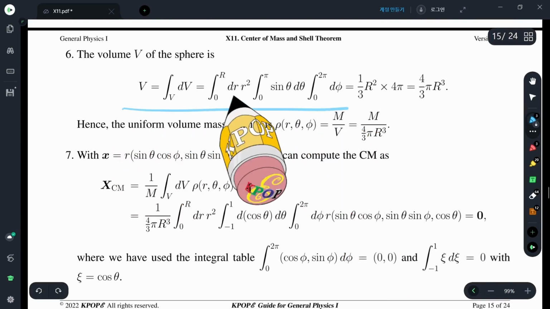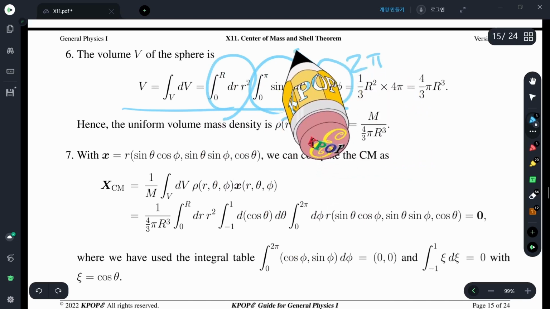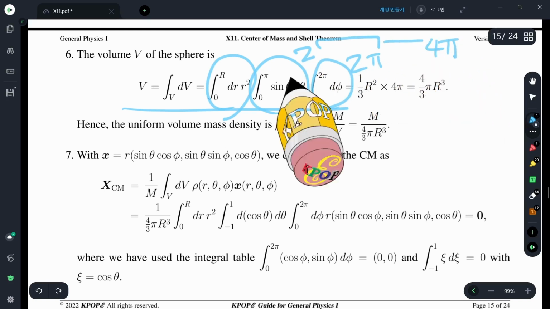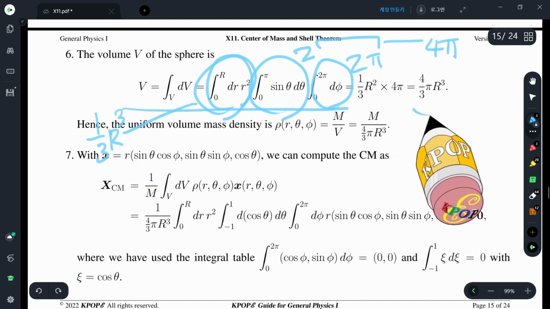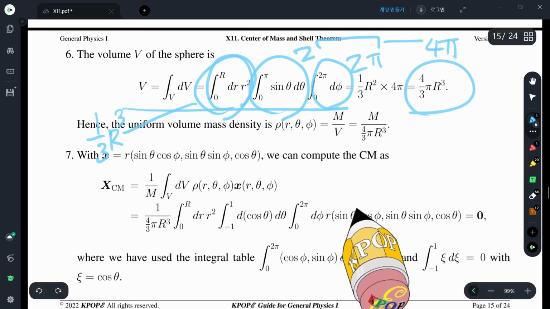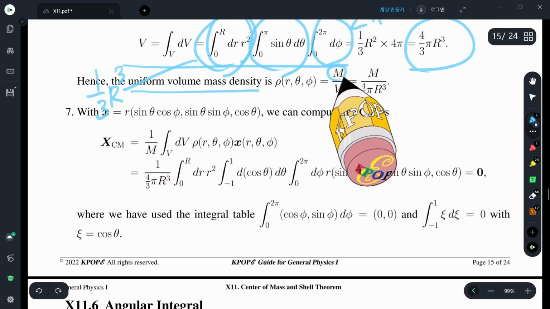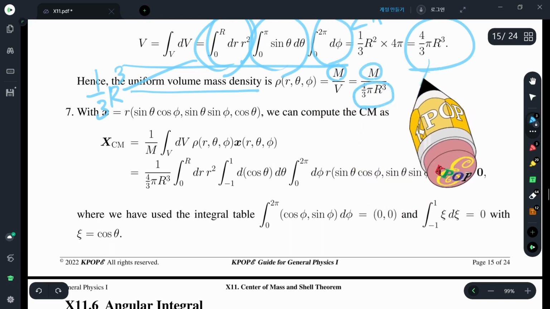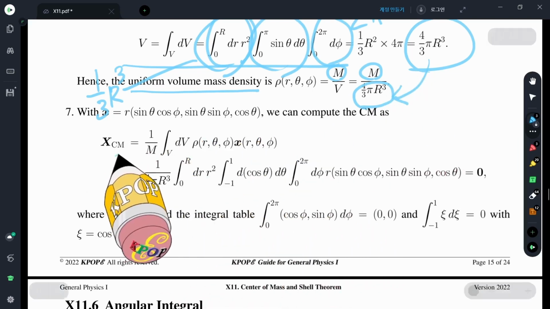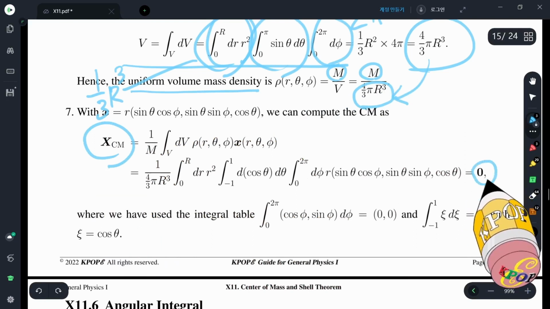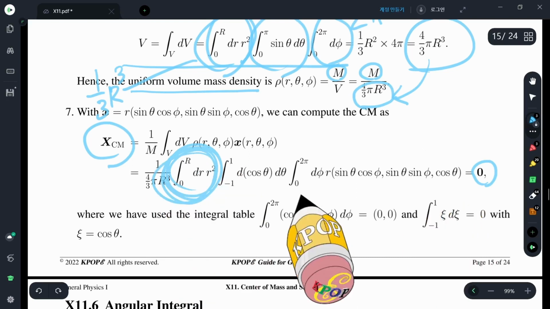Using the same parametrization, we have a radial direction, polar angle, and azimuthal angle. This one gives a 2 pi, this one gives 2, to make a solid angle of 4 pi. And this radial integral is a 1/3 r cubed. So finally, we have 4 pi r cubed over 3. Hence, our uniform volume mass density can be computed, mass divided by the volume of the sphere. Now, we substitute everything all together to find the central mass. It's again vanishing. Independently of the non-vanishing radial integral, the angular integral gives a 0.